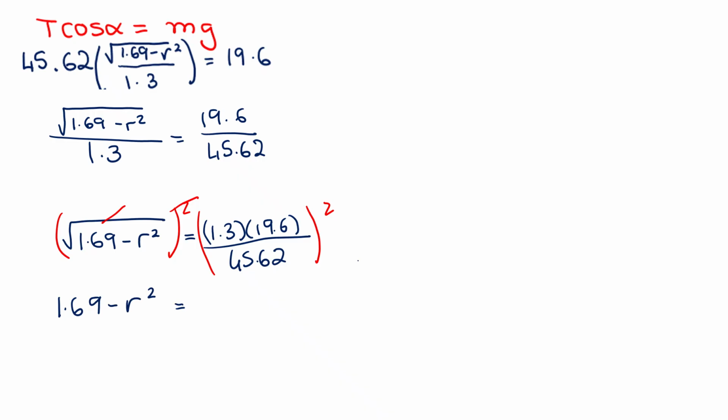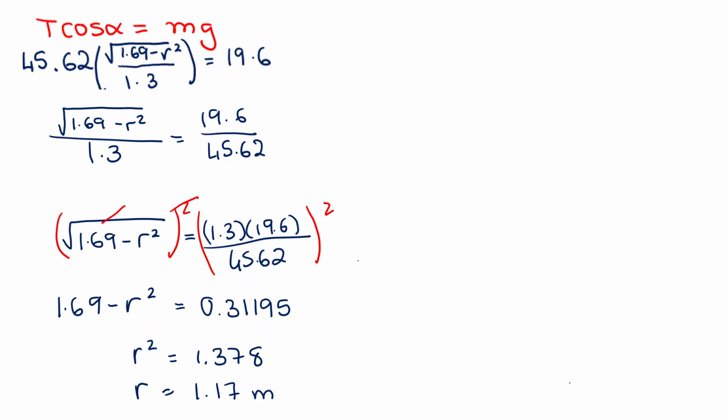Let's get that into the calculator. 1.3 by 19.6 all over 45.62. And then we want that squared. So that's giving us 0.31195. So let's bring that together with the 1.69. And we're left with r squared is equal to 1.378. So r is going to be the square root of that, which works out as 1.17, and that is in meters.